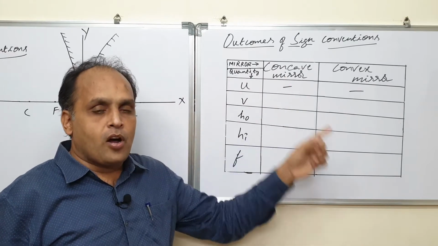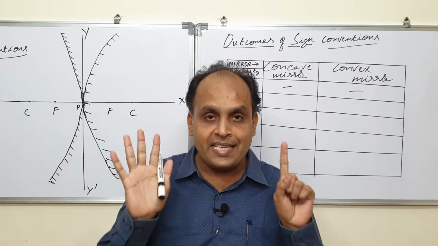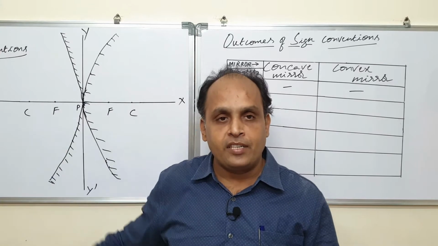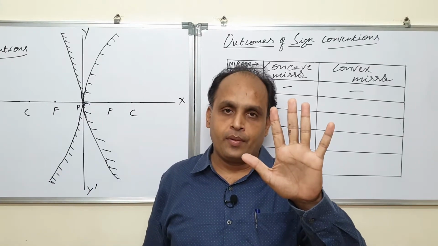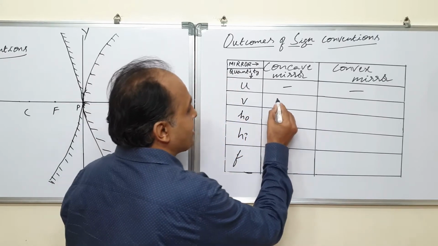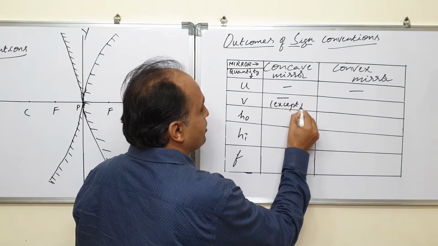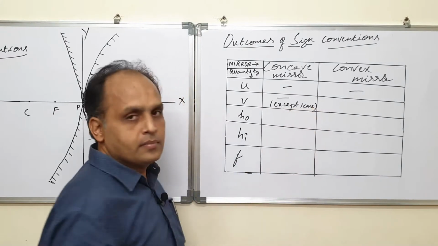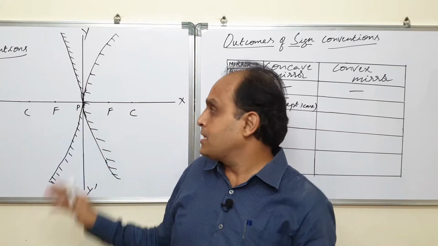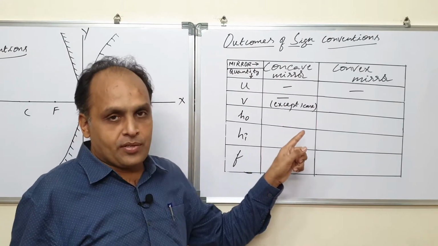Now coming to v, which is image distance. Concave mirror forms the image on the left. Out of the 6 cases, concave mirror forms the image on the left in 5 situations. In 5 of the situations it is negative, except one case, which I am going to write here. Because out of the 6 cases, in 5 cases it forms the image on the left, and in 1 case it forms the image on the right. That's why I have written negative except one case.